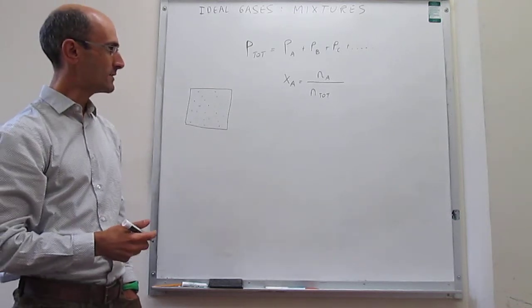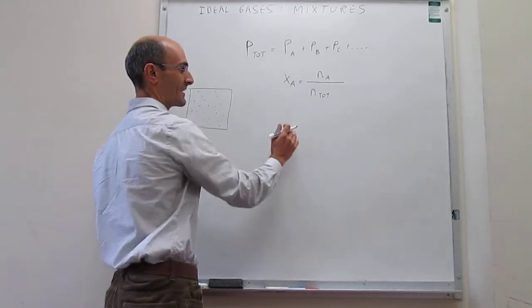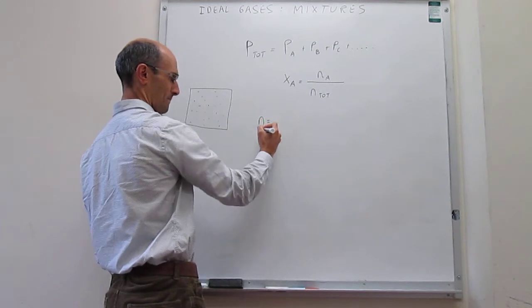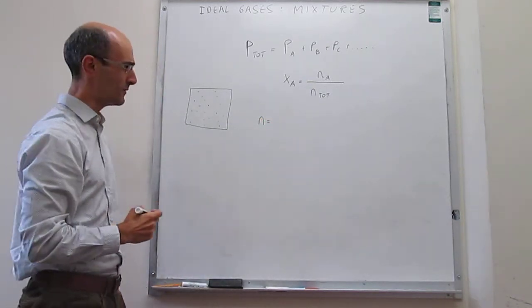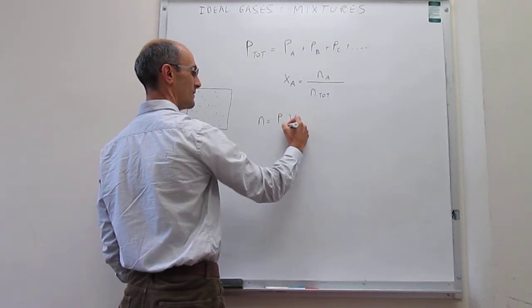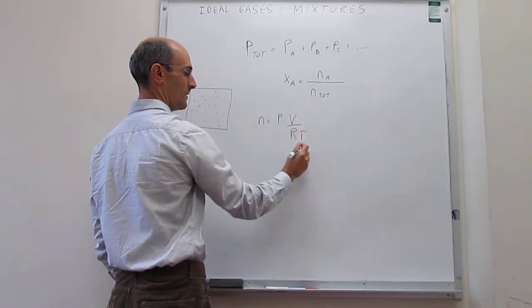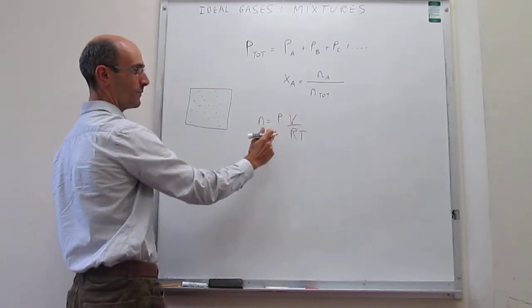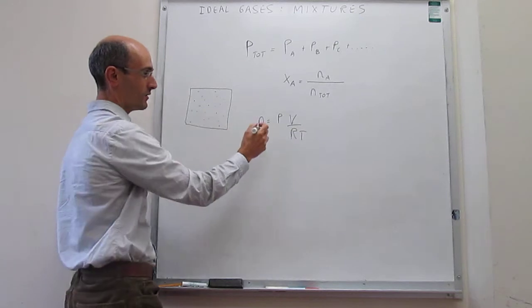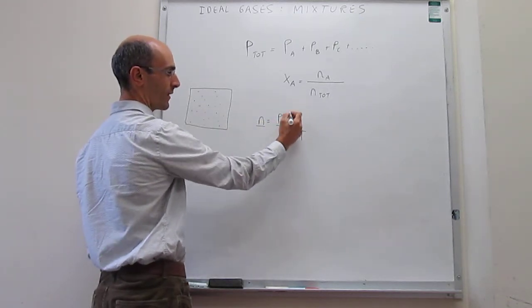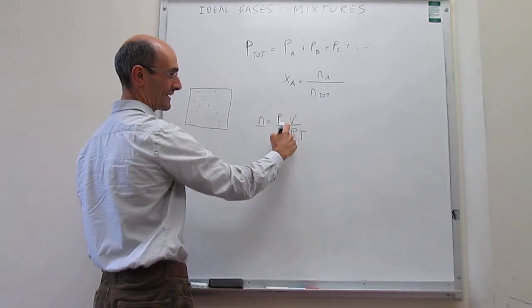Now, something that happens if the gases behave ideally is that, solving the ideal gas equation for the number of moles, we actually have the following: n is going to be equal to PV over RT. Because all of the gases are at the same temperature in the container, and they all occupy the same volume, you can clearly see that the number of moles and the pressure are directly related by a constant.